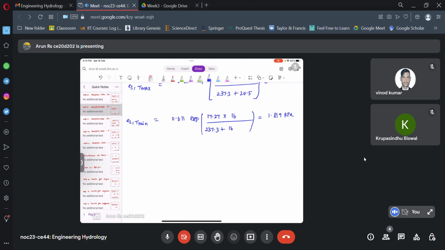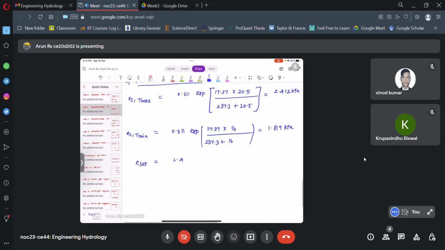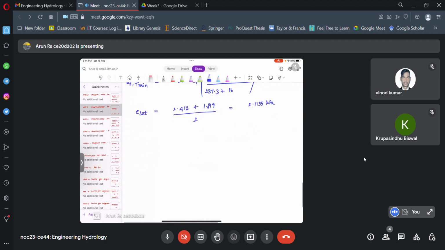So here we'll be using average saturation vapor pressure because we are going to find out all the evaporation rate and evapotranspiration for the mean temperature. So I'm going to compute the ESAT. I'm just going to average these two values. So this will be 2.1155 kilopascals. So this is the value that we'll be using throughout the other calculations.